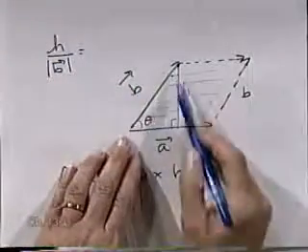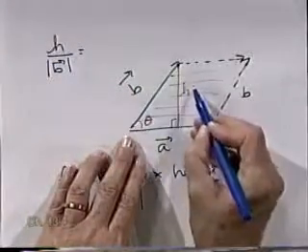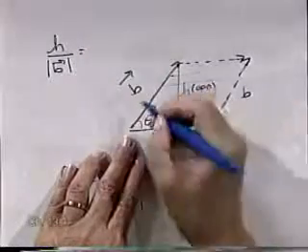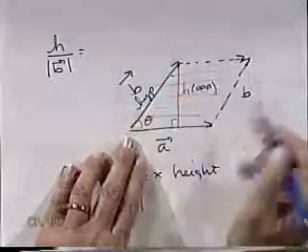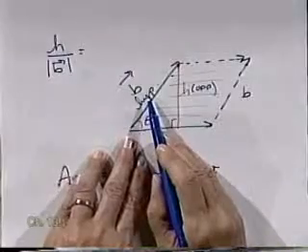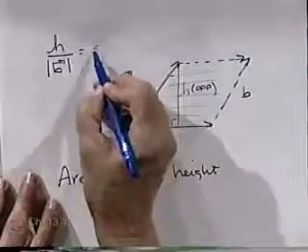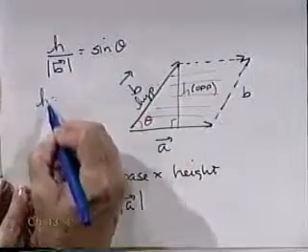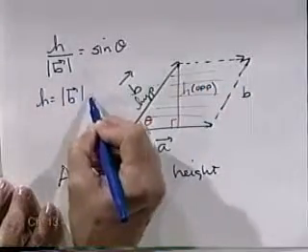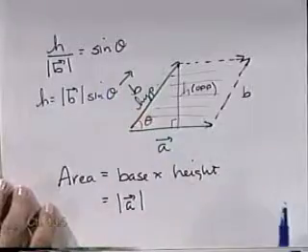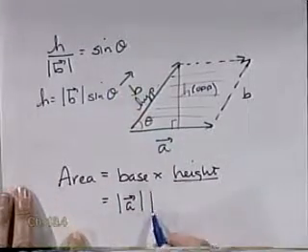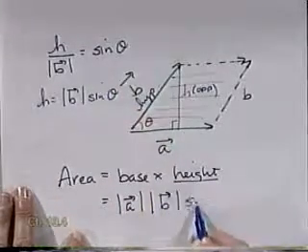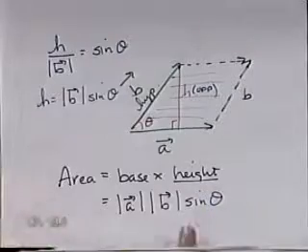If I look at this right triangle here, well, let's see, that's the opposite side. This is the hypotenuse. Last time I looked, opposite over hypotenuse was what? Sine of the angle. Oh, so my height here is the length of B times the sine of the angle between them. So for height, I can put in length of B times the sine of the angle between them.